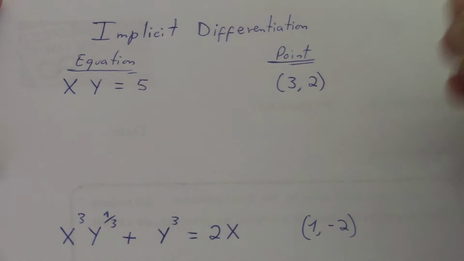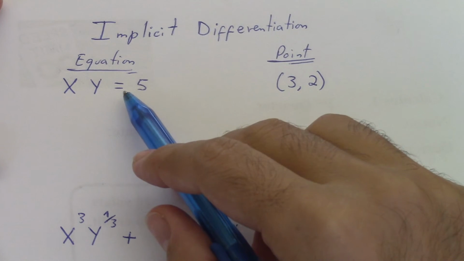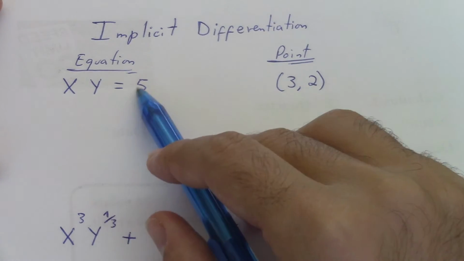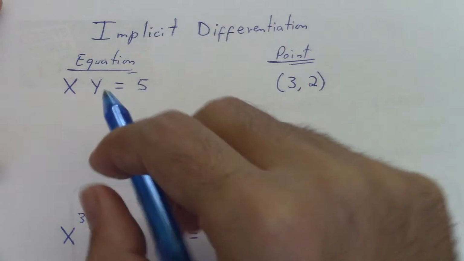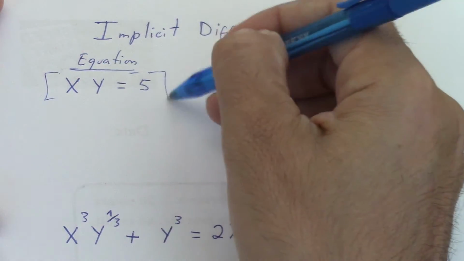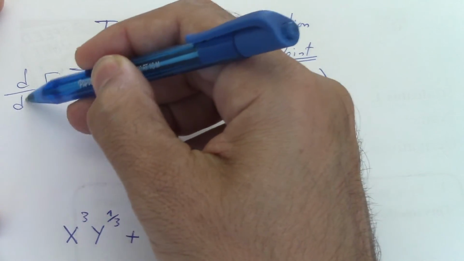Okay, let's do another example of implicit differentiation, but now we're going to evaluate the derivative at the given point. So this is the equation and this is the point. How do we find the derivative? Remember, it's d/dx, the derivative with respect to x.